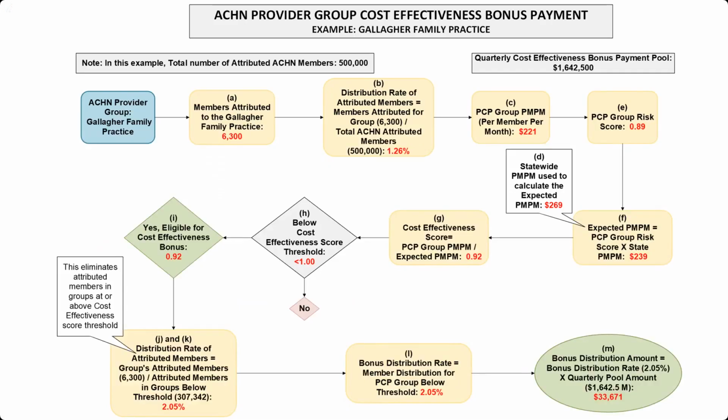So let's walk through this process that we just talked through with our hypothetical PCP group that we know and love, Gallagher Family Practice. So in our example, we're going to start by assuming that the statewide attributed ACHN members is 500,000 members. The goal of this process is to distribute the quarterly cost effectiveness bonus payment pool, which is $1,642,500. As we walk through this, we'll have 3 steps. We'll look at member attribution, then the cost effectiveness scoring, and then the bonus distribution.